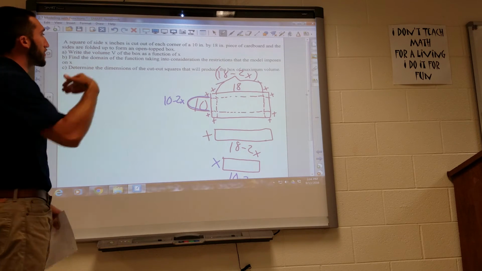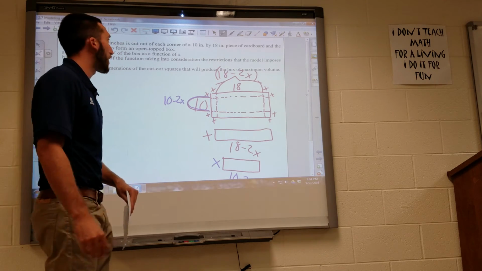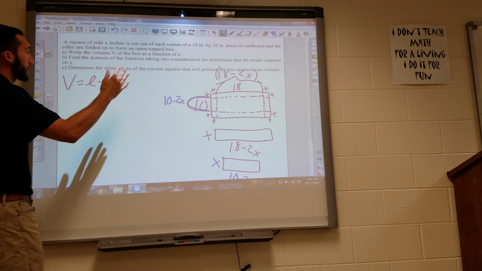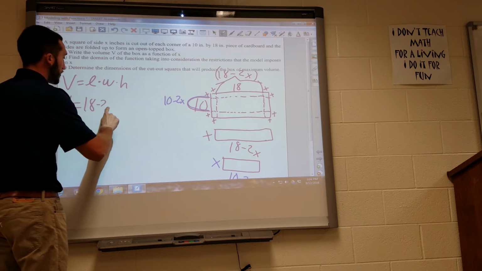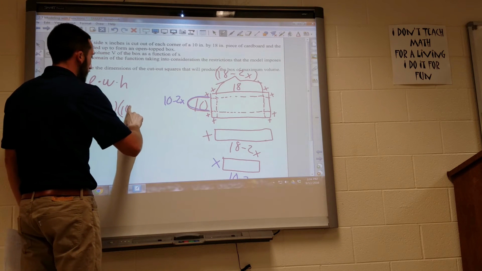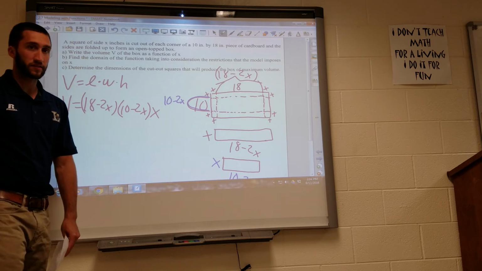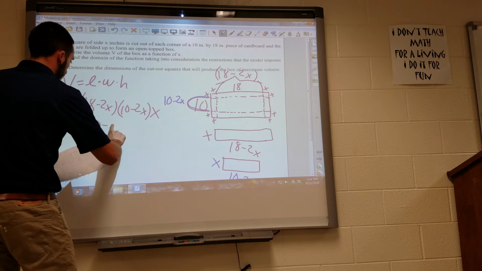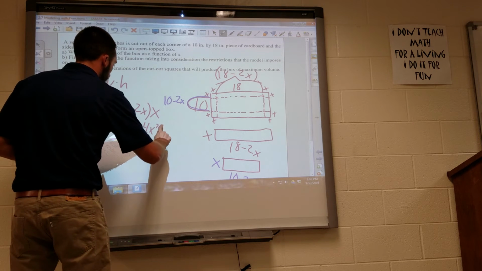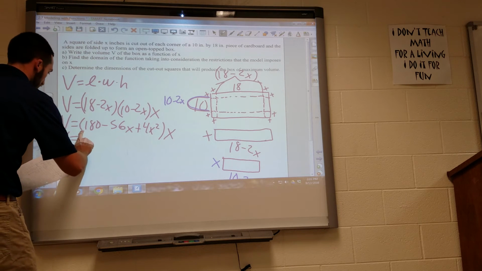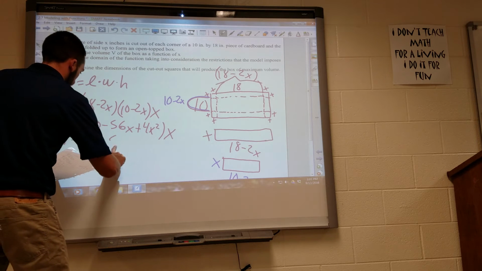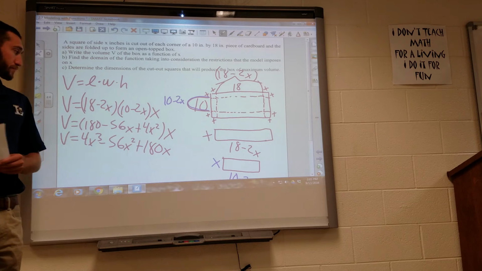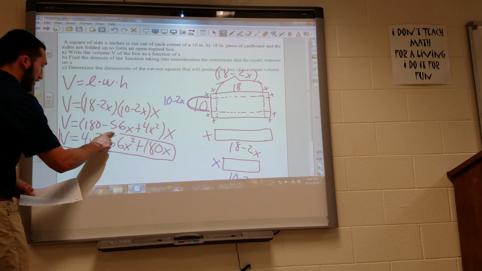So it says write the volume as a function of x. So we're only allowed to have the variable x in our function, besides the volume, of course. So volume equals length times width times height. Then let's just plug in what we know. We know the length, 18 minus 2x. We know the width, 10 minus 2x. And we know the height, x. So I just simplify by multiplying it all out. And we get 180 minus 56x plus 4x squared, times x, which simplifies to the equation 4x cubed minus 56x squared plus 180x. So there is my volume in terms of only x.